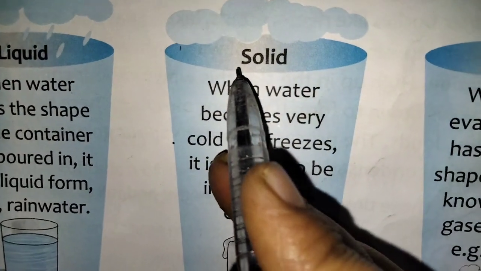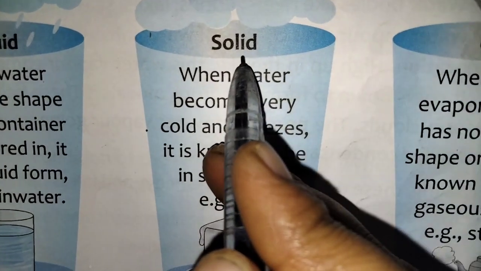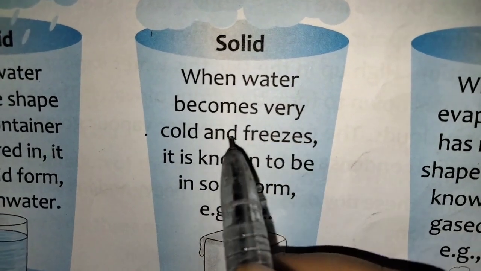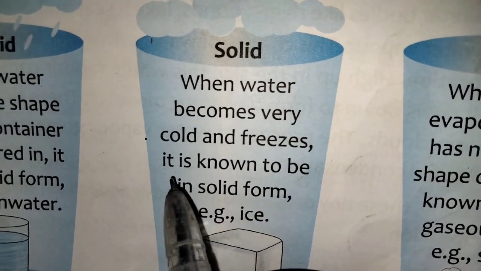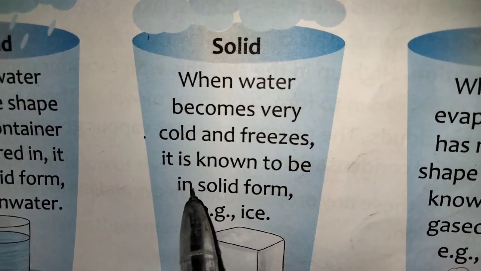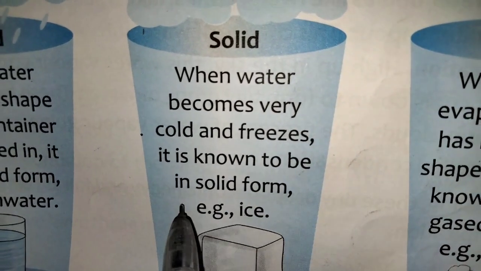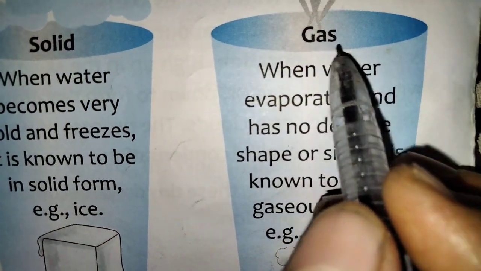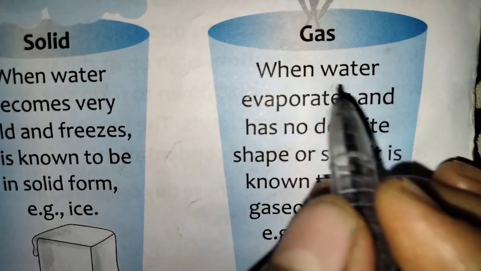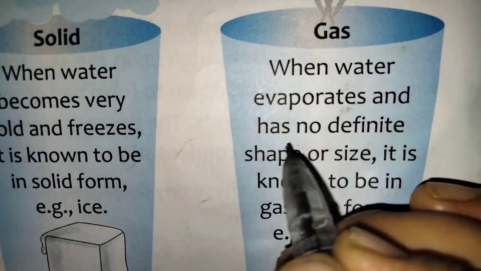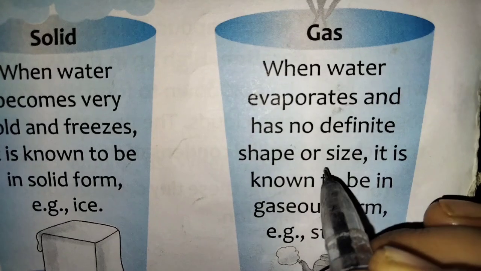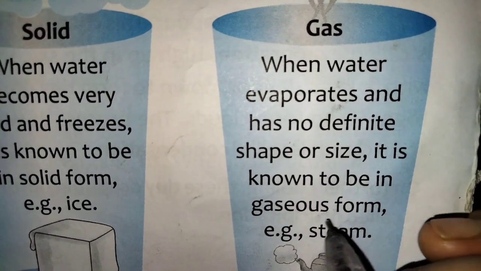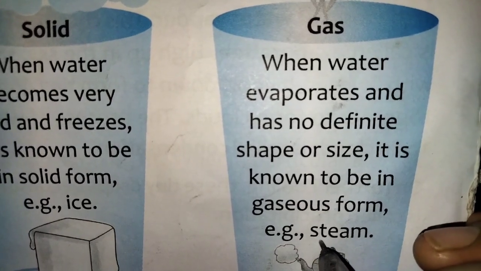Next one, solid. When water becomes very cold and freezes, it is known to be in a solid form. Example, ice. Now next, gas. When water evaporates and has no definite shape or size, it is known to be in a gaseous form. Example, steam.